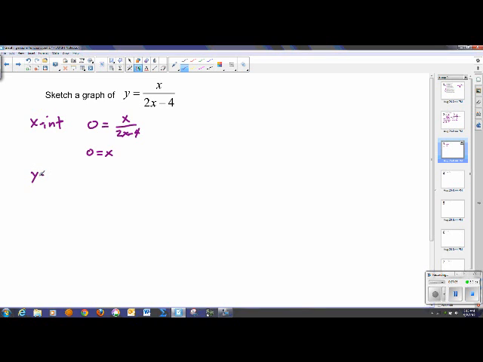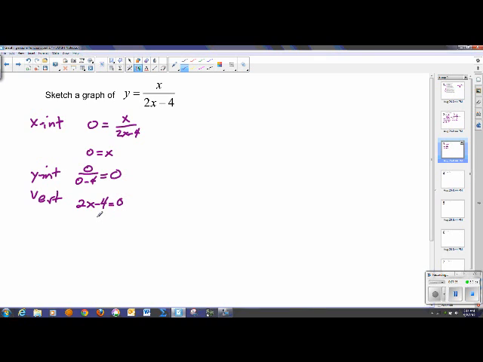The y-intercept, once again, I'm going to set x equal to 0, so I get 0 over 0 minus 4, which is 0. So we notice that our x and our y-intercept are at the same spot. Vertical asymptotes, set the denominator equal to 0, so 2x minus 4 equals 0.